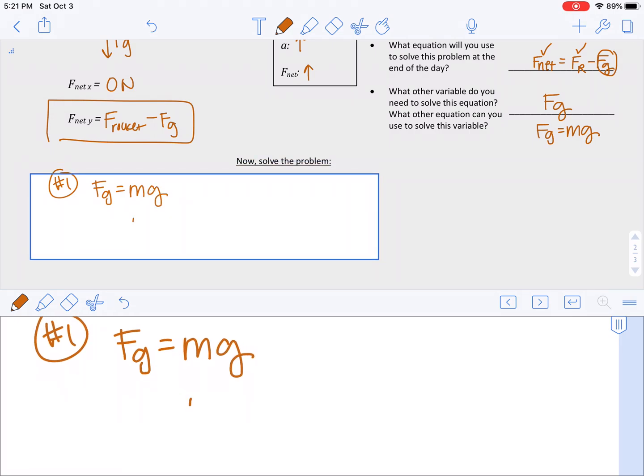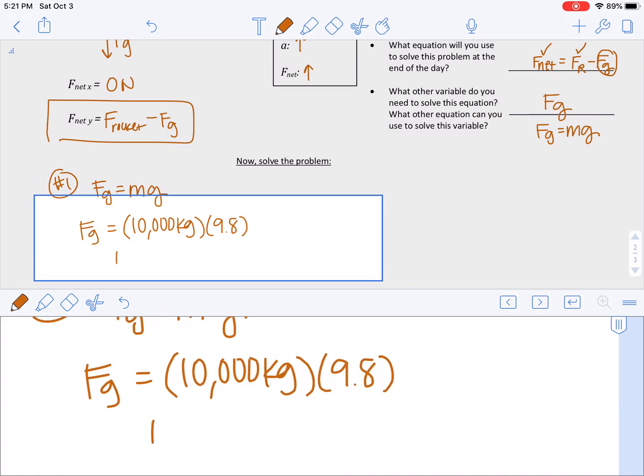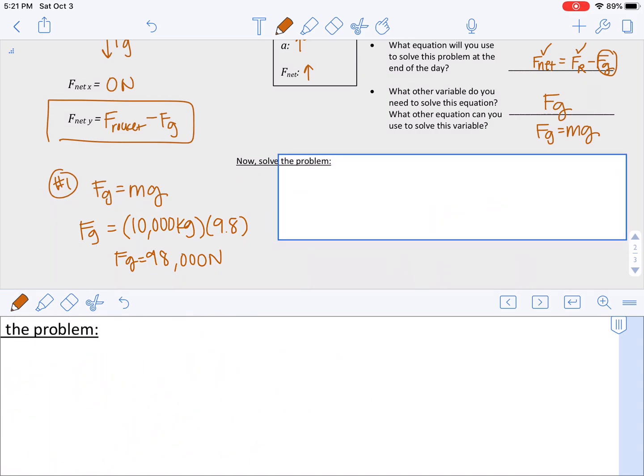I know my mass is 10,000 kilograms. G is a constant, so it's always 9.8. And so Fg is going to be, I think, 98,000. Yeah, 98,000. Okay, am I done? No, that wasn't the goal. The goal of the problem was to solve for F net.